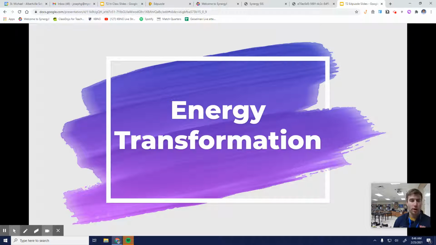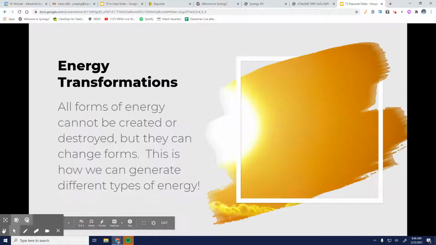We are going to have our EdPuzzle today on energy transformation. So, how does energy go from one form to another? Without further ado, let's get going.